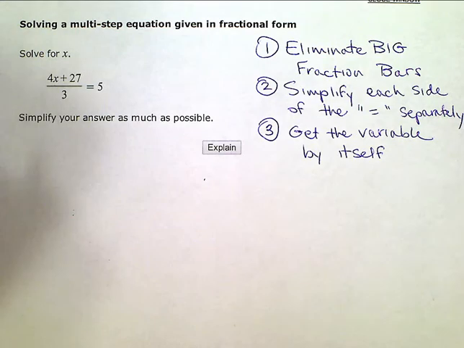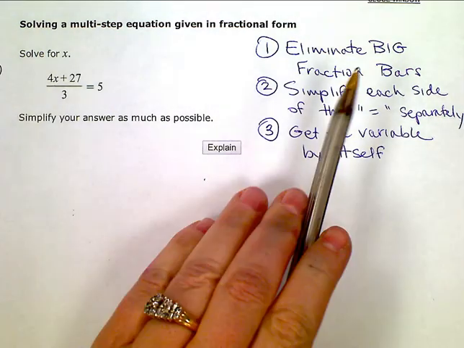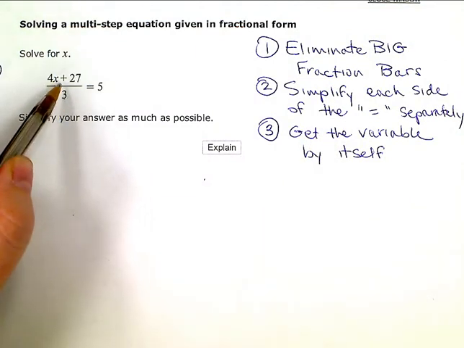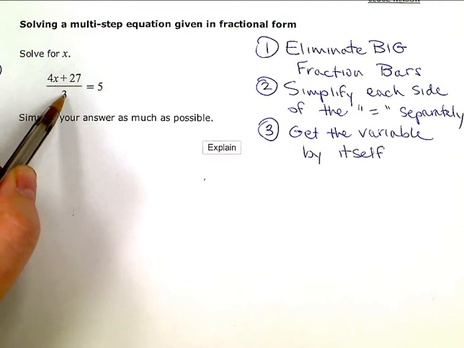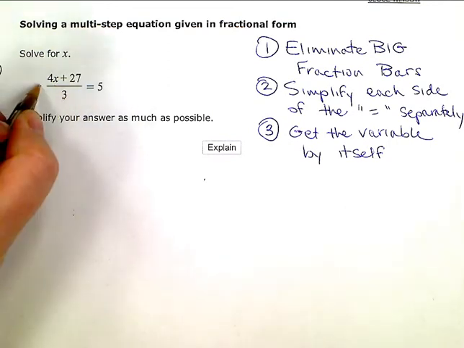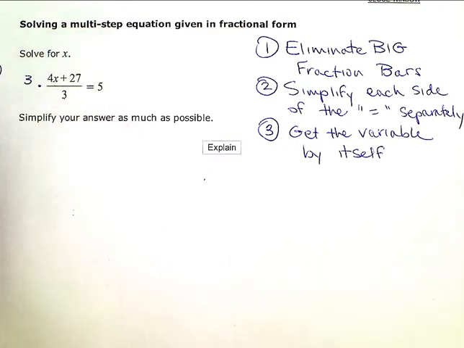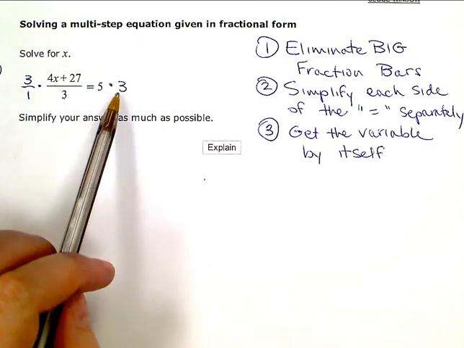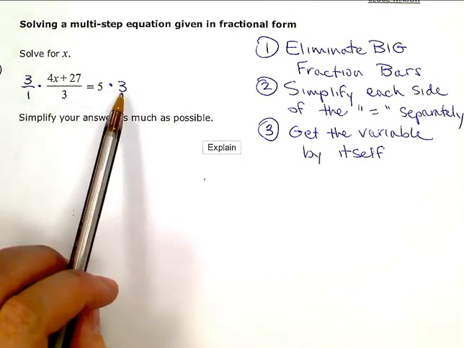So for my first step, to eliminate that big fraction bar, I'm going to do the opposite, right? Or the inverse. So rather than divide by 3, the inverse would be to multiply by 3. That will undo or cancel out this divide by 3 if I multiply by 3. And I'm going to put 3 over 1 just to keep my numerators and my denominators lined up. But if I multiply by 3 on this side, then I also have to multiply by 3 on that side. And I don't need to put the 3 over 1 over here because I don't have any fractions, okay?